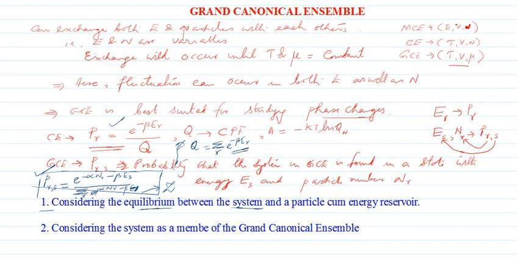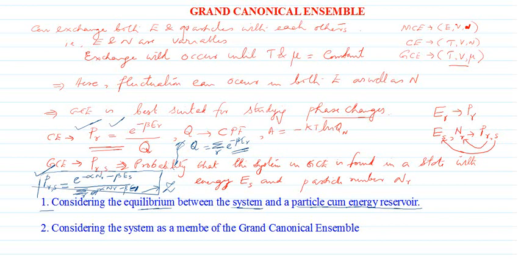So there also we have done two methods to calculate PR equation. To calculate this PR equation, I told you, we have explained methods. One was by considering the equilibrium between system and an energy reservoir. So here only one difference, one additional condition. What is that? Here we are considering the equilibrium between a system with a particle cum energy reservoir. So there is a particle reservoir also.